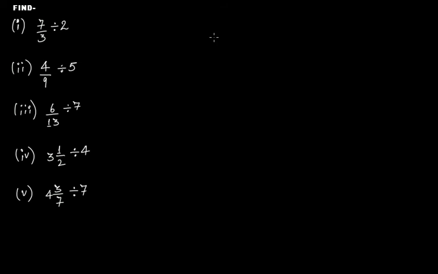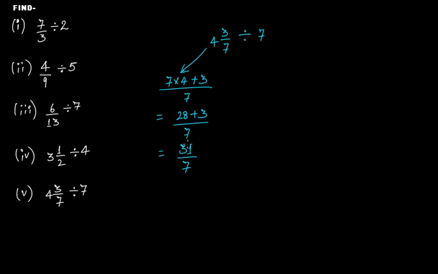The last one is 4 and 3 over 7, a mixed fraction, divided by 7. First, find out the improper fraction of this one. If you convert this mixed fraction into an improper fraction, that will be 7 times 4 plus 3, divided by 7. This will be 28 plus 3 divided by 7. This will be 31 over 7.